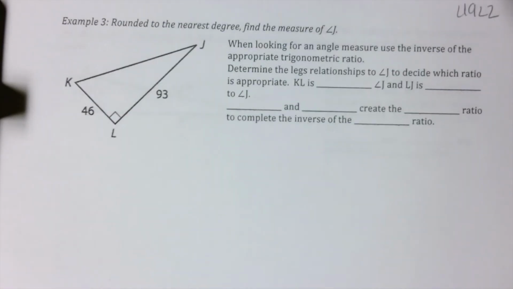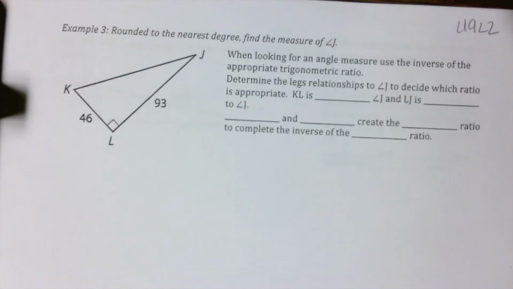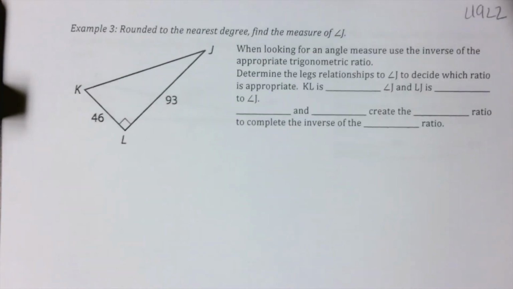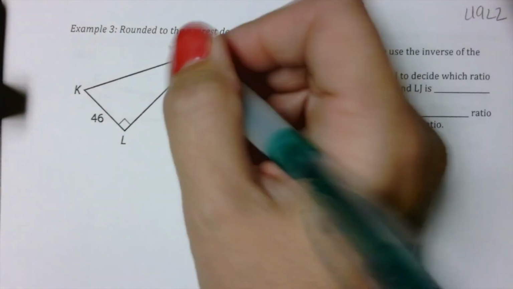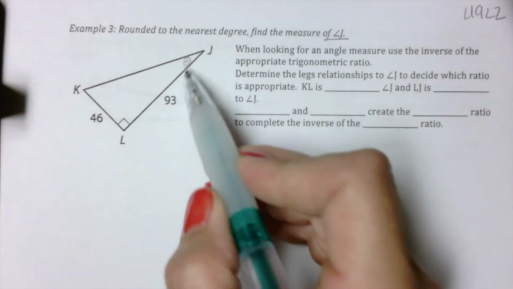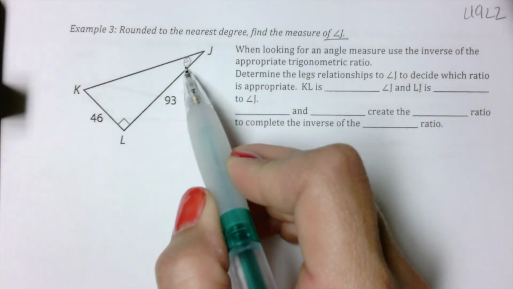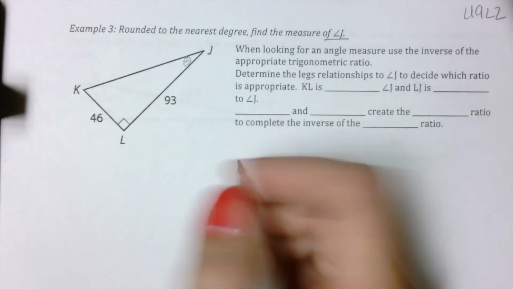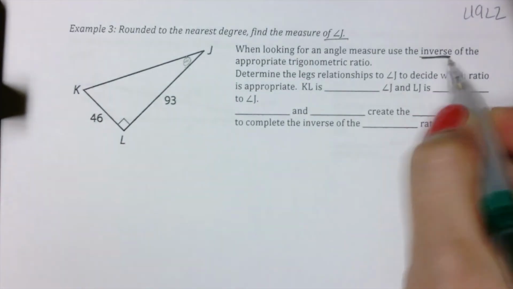So example number 3, we want to identify what we're looking for and we want to identify the parts that we already know. Rounded to the nearest degree, find the measure of angle J. All right, well, angle J is right here. Since angle J doesn't have a number, we're going to call it theta for the moment. So remember, when we are looking for an angle measurement and we know the sides, we're going to use the inverse.